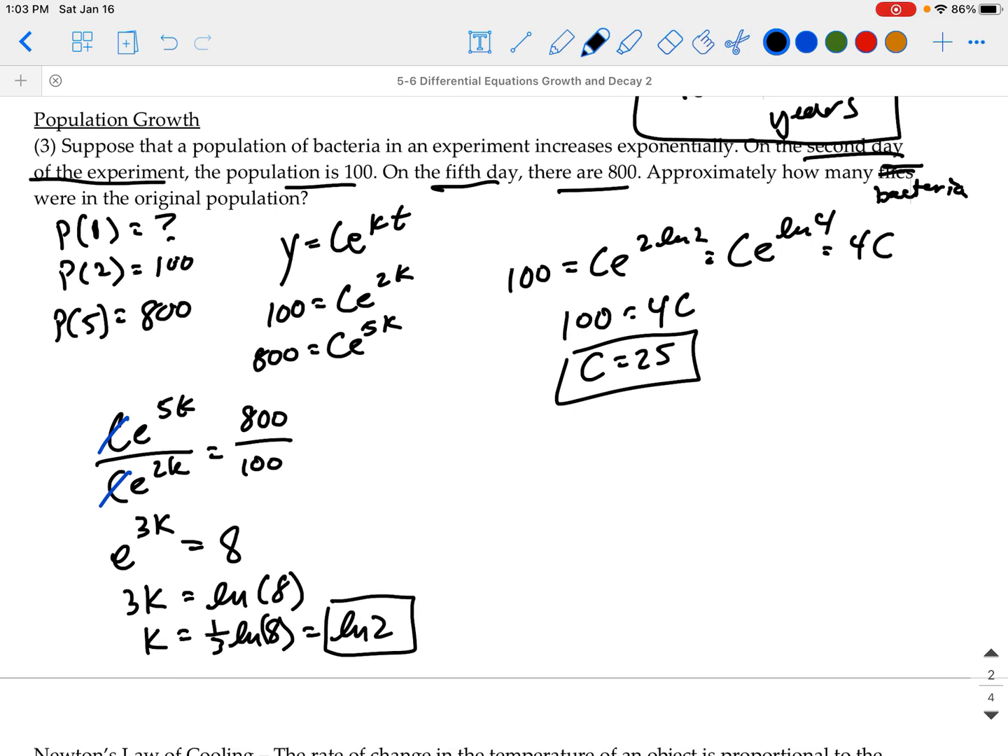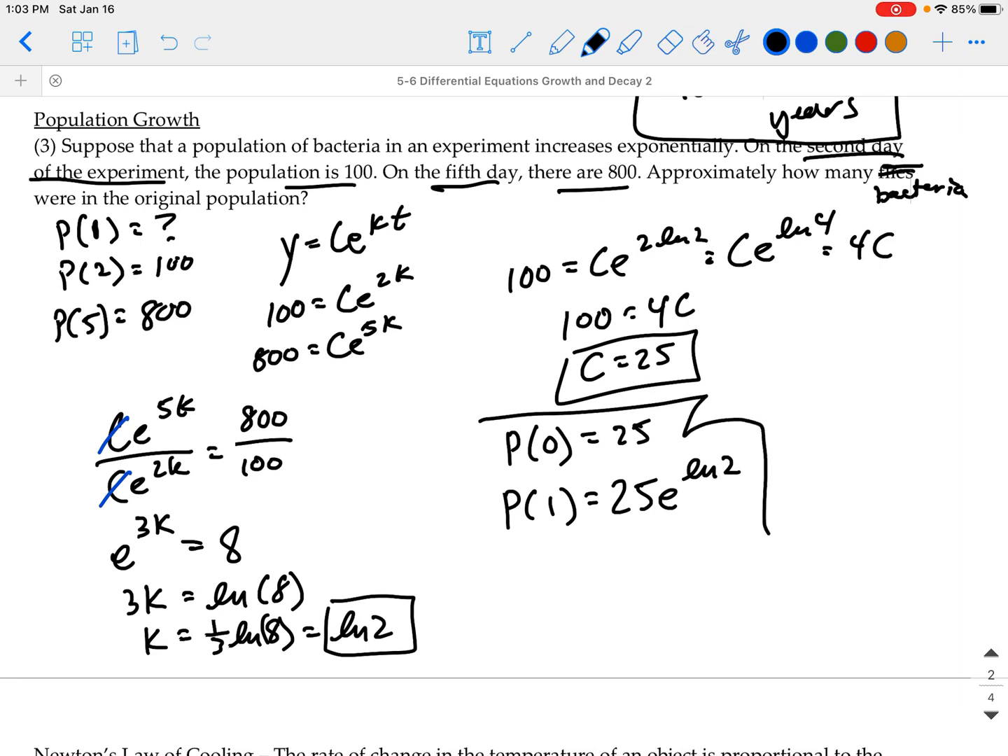So then our population, I guess, P of 0 would just be 25, or P of 1 would be 25e^(ln 2). So whatever that value would give us, which will be a slightly larger value than 25. Again, the wording is kind of off on this, so I'll update this on the notes so that it's more clear what we're looking for. I think we want our answer to be P of 0.